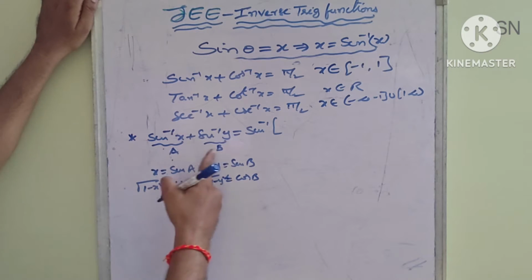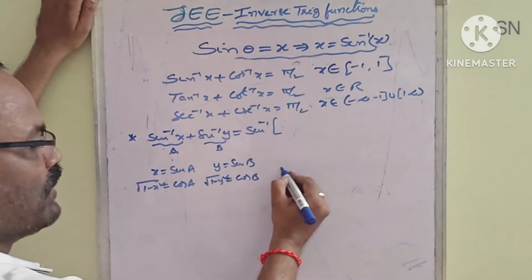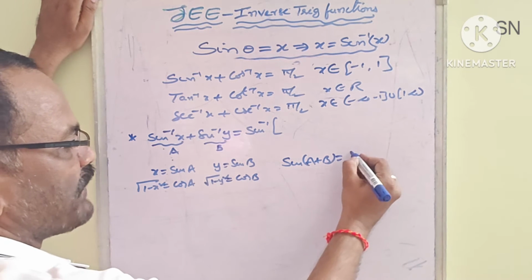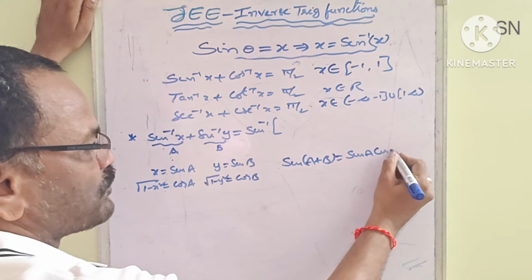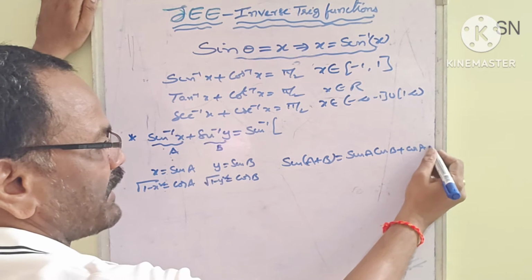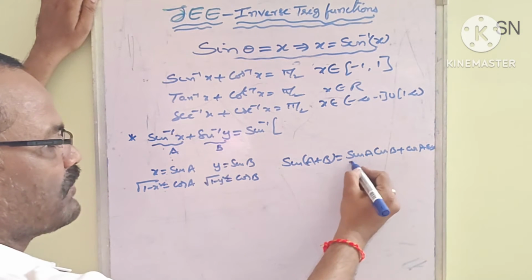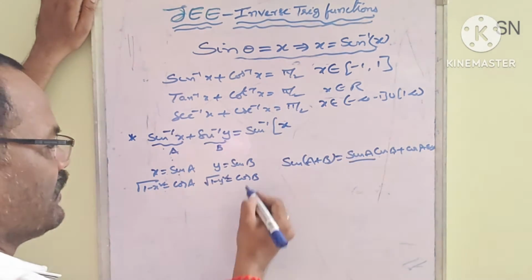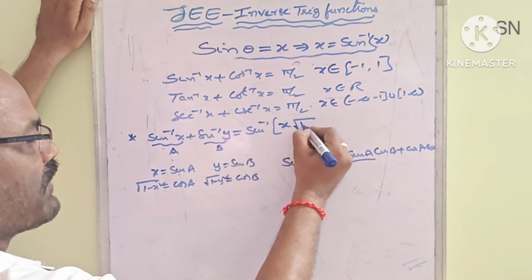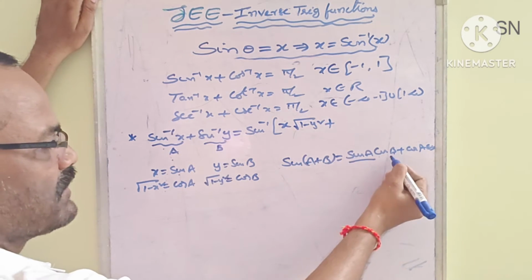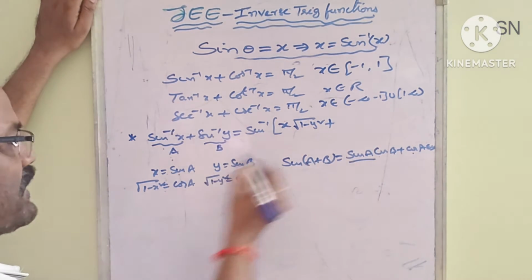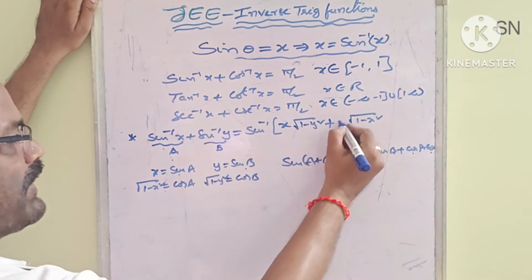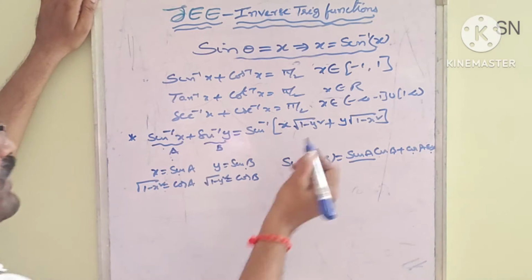Now we take sin of A plus B. We know the sin of A plus B formula: sin A cos B plus cos A sin B. Here sin A is x, and cos B is root over 1 minus y square. Plus cos A, which is root over 1 minus x square, and sin B, which is y. So this is the one formula.